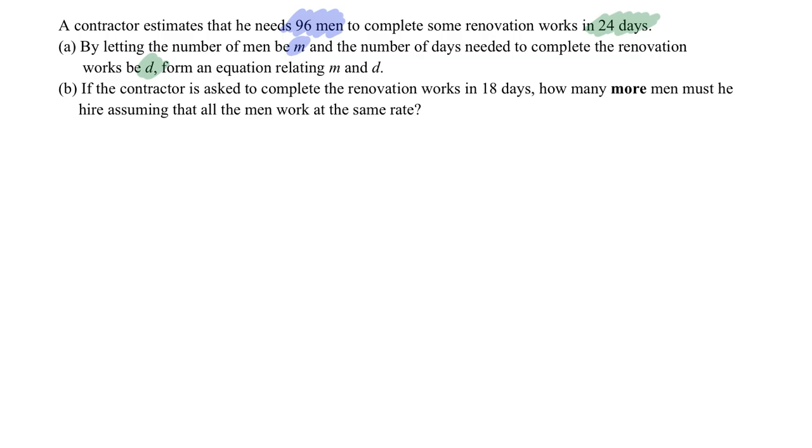It is important to recognize that if I have more men, I will need less time to complete that same amount of work. Make sense? And therefore, when I increase the number of men, I decrease the amount of time. This translates to an inverse proportion question.